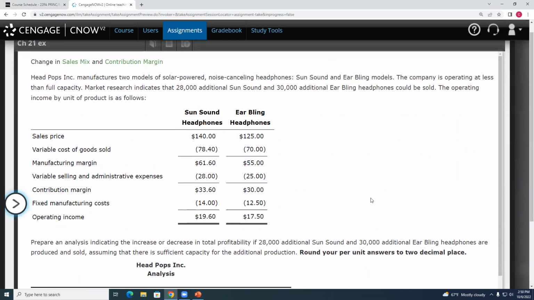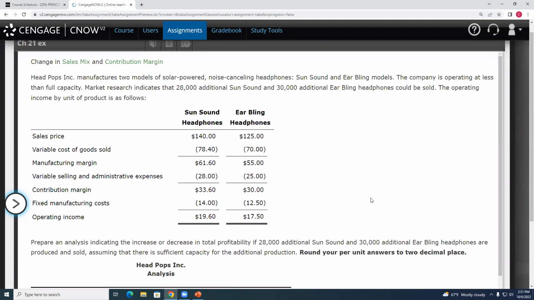Exercise 6 says, Head Pops Incorporated manufactures 2 models of solar-powered noise-canceling headphones, Sun Sound and EarBling models. The company is operating at less than full capacity. Market research indicates that 28,000 additional Sun Sound and 30,000 additional EarBling headphones could be sold. The operating income by unit of product is as follows. You can see the breakout of the variable and fixed cost of goods sold, manufacturing costs, selling and administrative expenses there.